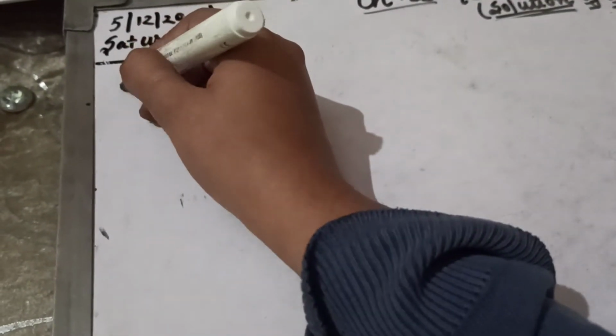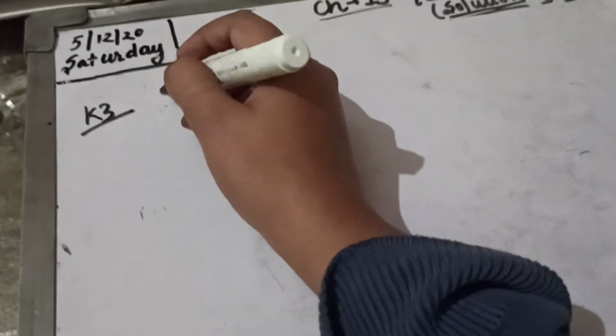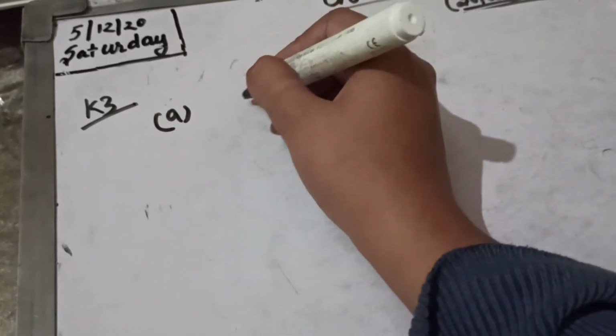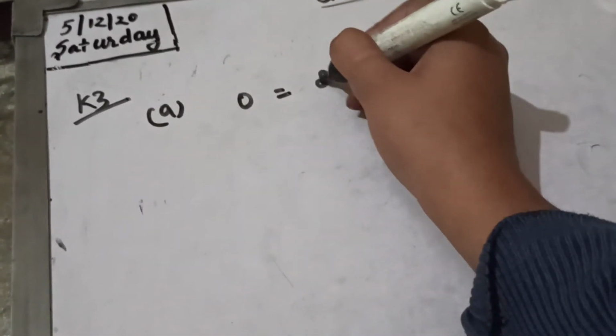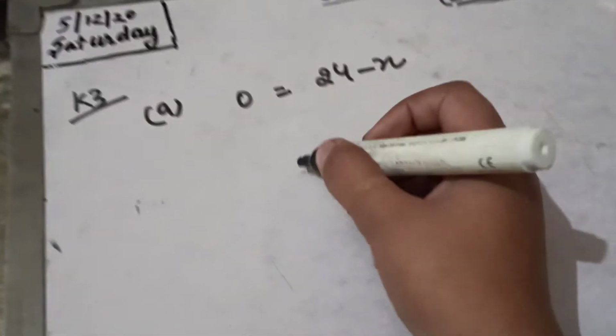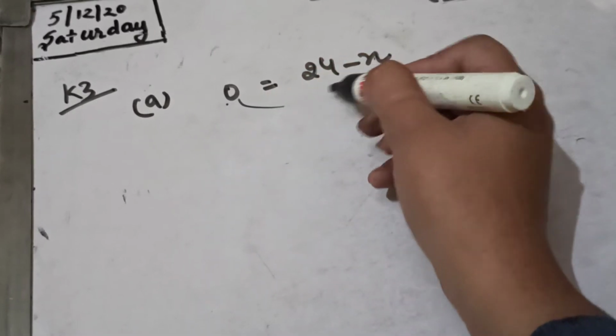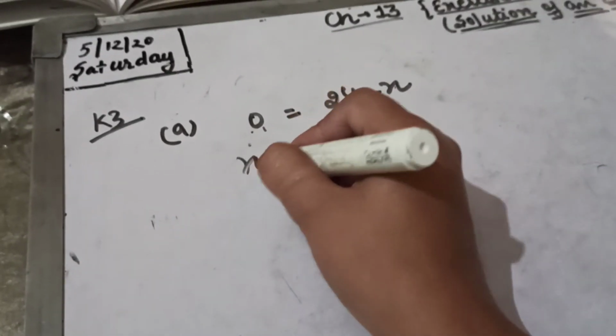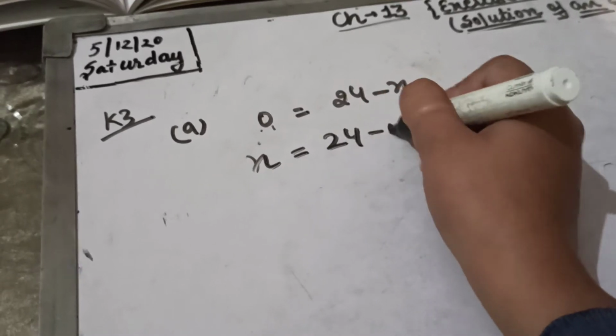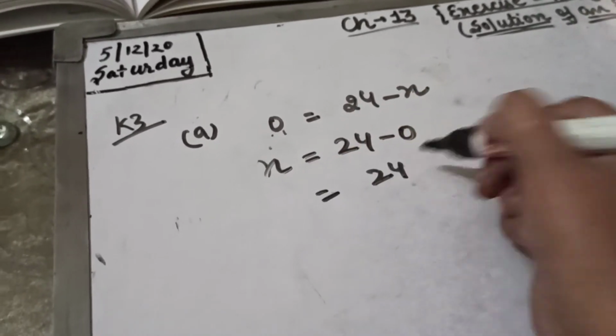Now, third. Solve the following equations using the transposition method. Which method? Transposition. And in transposition what we do? We are changing the positions. Like this, A is 0 equals 24 minus x. We will take this minus x this side and this 0 will come this side. So this is x equals 24 minus 0, which equals 24.